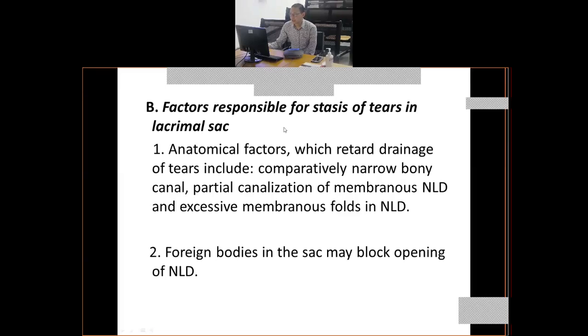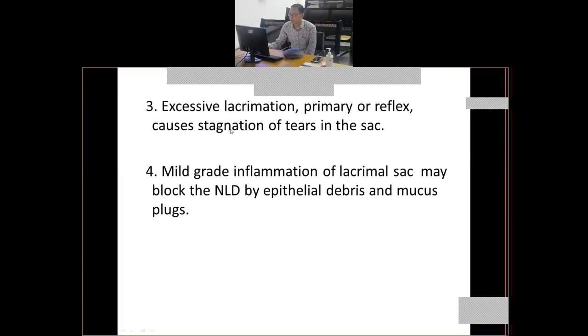Now we'll see factors responsible for stasis of tear in the lacrimal sac. First are the anatomical factors like narrow bony canal, partial canalization of the membranous nasolacrimal duct, excessive membranous folds in the nasolacrimal duct, or it can be due to a foreign body in the sac. Then excessive lacrimation also causes stagnation of the tear in the sac.